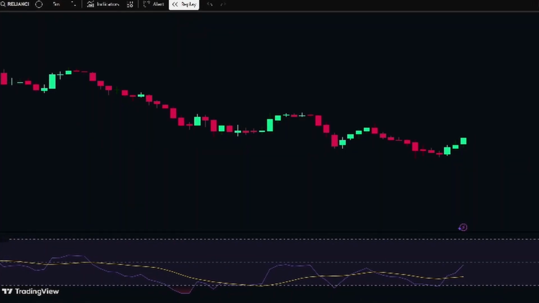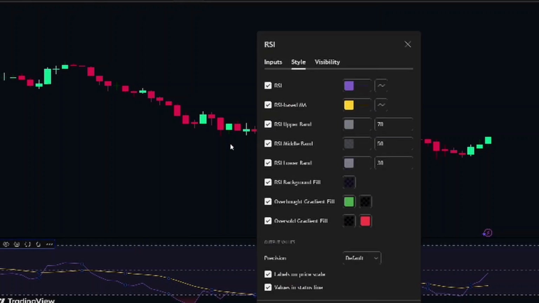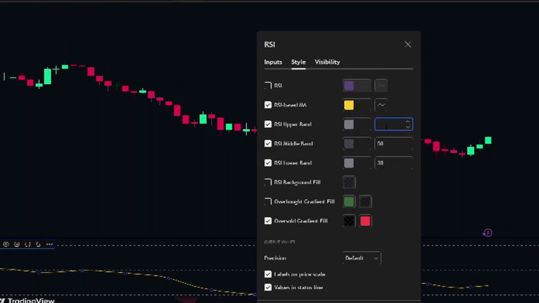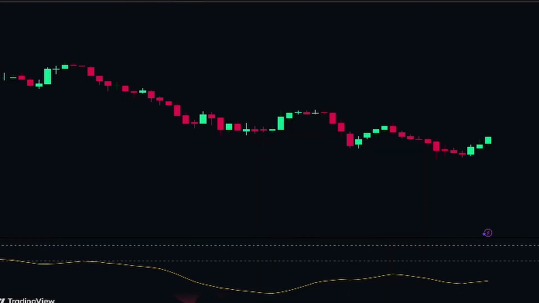So, first, you need to set the RSI on the chart. You need to go to its settings. Untick the RSI here. Then, untick the oversold and overbought gradient fills. Set the RSI upper band to 60. Set the lower band to 40. Everything else is fine. Then, click OK.